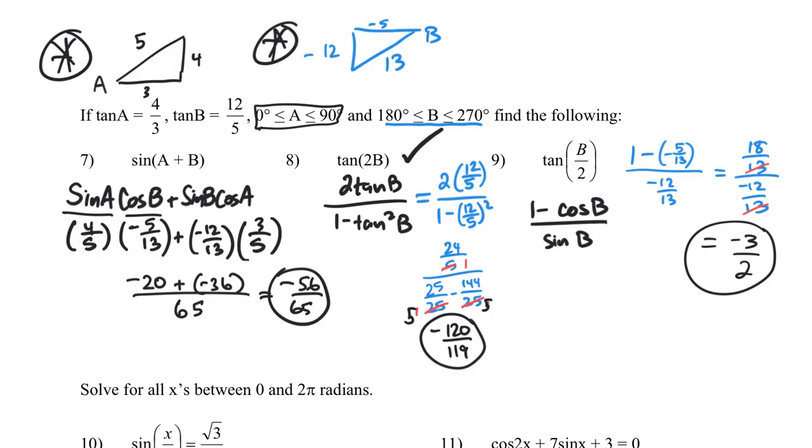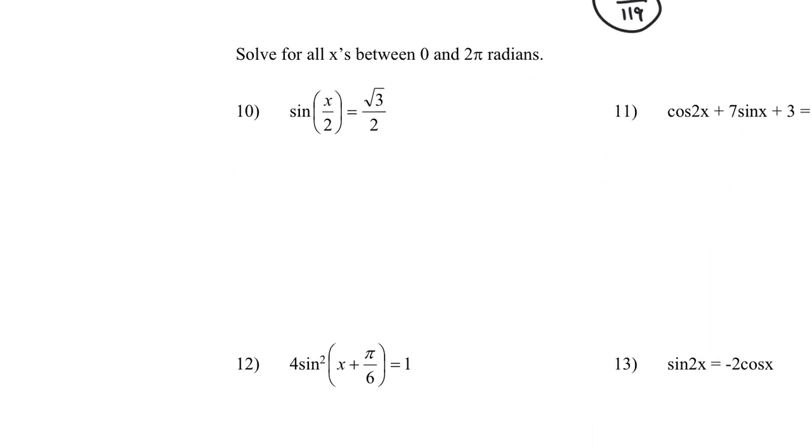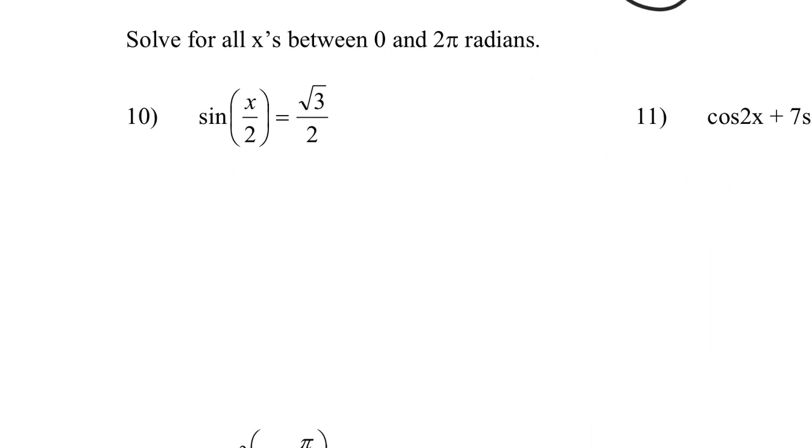And then that moves us into our equations. As we look here at number 10, we're going to solve for all x's between 0 and 2 pi. So this first one is pretty direct. I have the sine of some angle, and that angle has a sine of root 3 over 2. I'm very happy to see root 3 over 2. That is a unit circle value, so I can use that to my advantage.